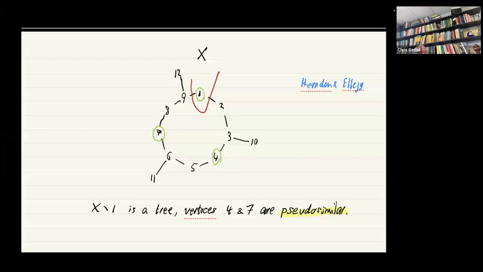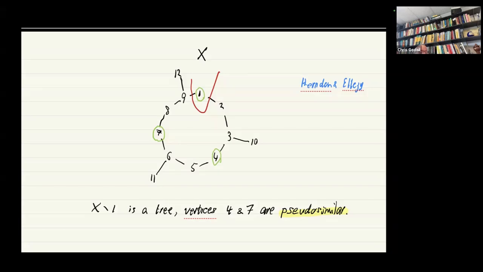Now I have a tree, and my claim is that the tree I get by leaving out vertices 1, 4 and 7 are pseudo-similar. Okay, so this is a nice construction. It's easily generalized. I'll show you one more example in a minute.